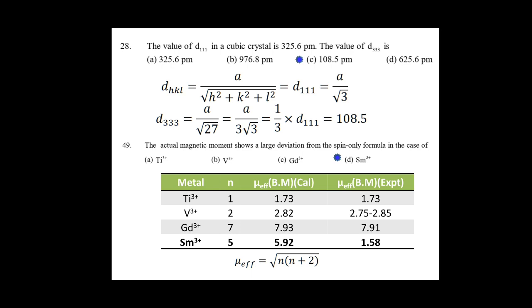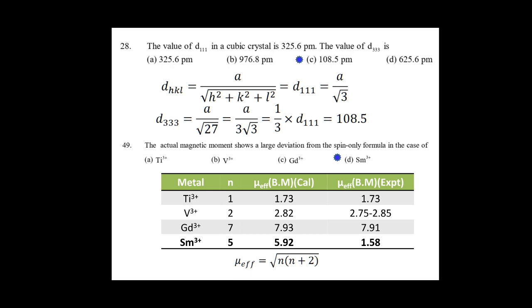So 3 square root 3. Now what you can do, you can do a slight adjustment and write 1 by 3 into a by root over 3, which is equal to 1 by 3 into D111. So finally D111 is given as 325.6, and if you put it, you'll get 108.5. The answer is this. This is the answer for question number 28.